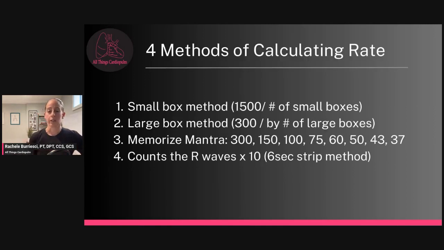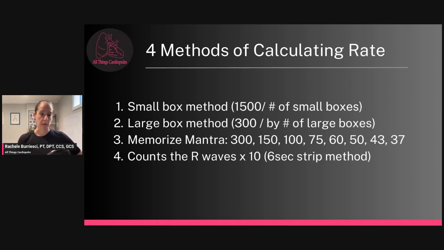So in theory, there are 4 methods of calculating rate. And we're going to talk about why you might choose one versus the other. Some are more accurate, some are more quick and dirty, and some you have to use because it's the only method that you can use for a specific type of arrhythmia. So we have 4 methods.